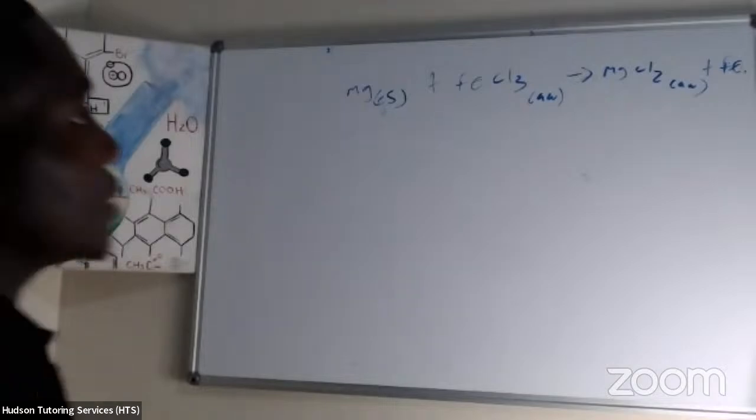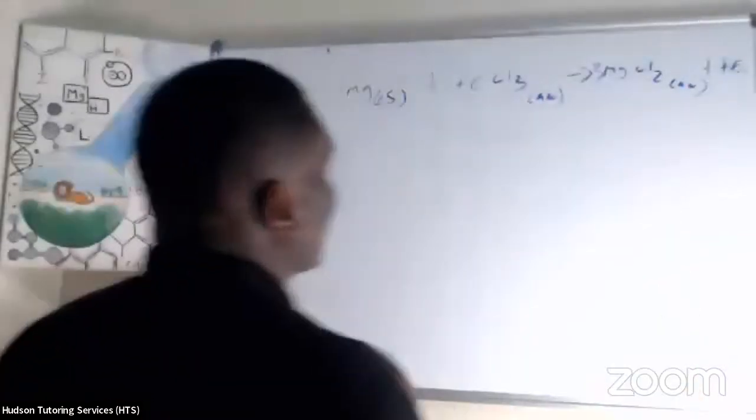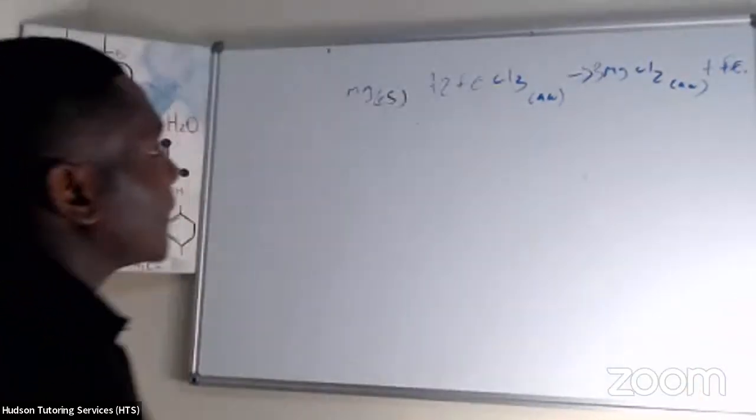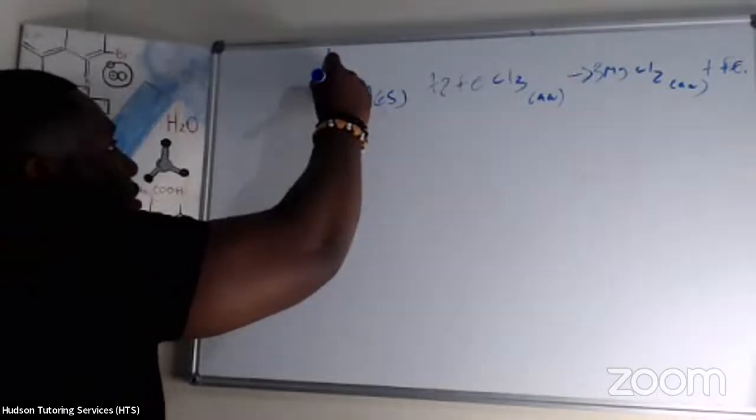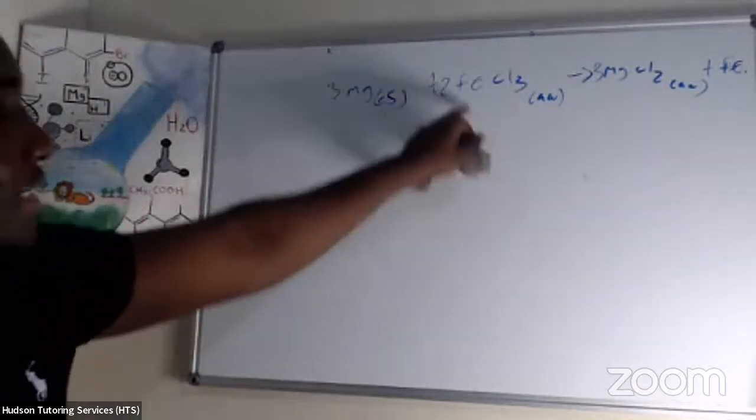Let's balance the equation. That's the next step we need to do. I have 3 chlorine here, so we can put a 3 here and a 2 here. To balance the chlorine, 2 times 3 is 6, so that is balanced. That's 3 magnesium, so we also need a 3 here. That's 2 Fe, so we need a 2 on this side, just the same.